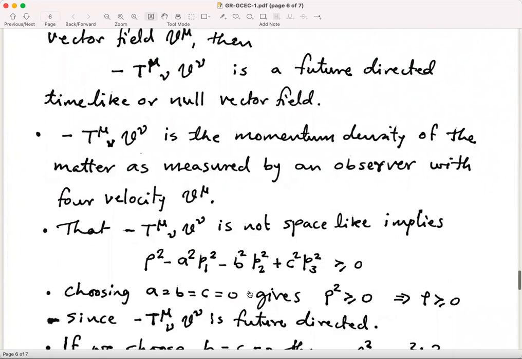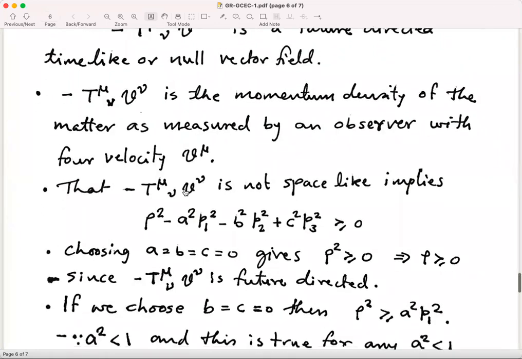Since v is a time-like vector, although T times v could even be null, we can set A, B, C equal to zero. If you do that, then it tells you that rho squared should be greater than or equal to zero, because you can just set all these to zero.